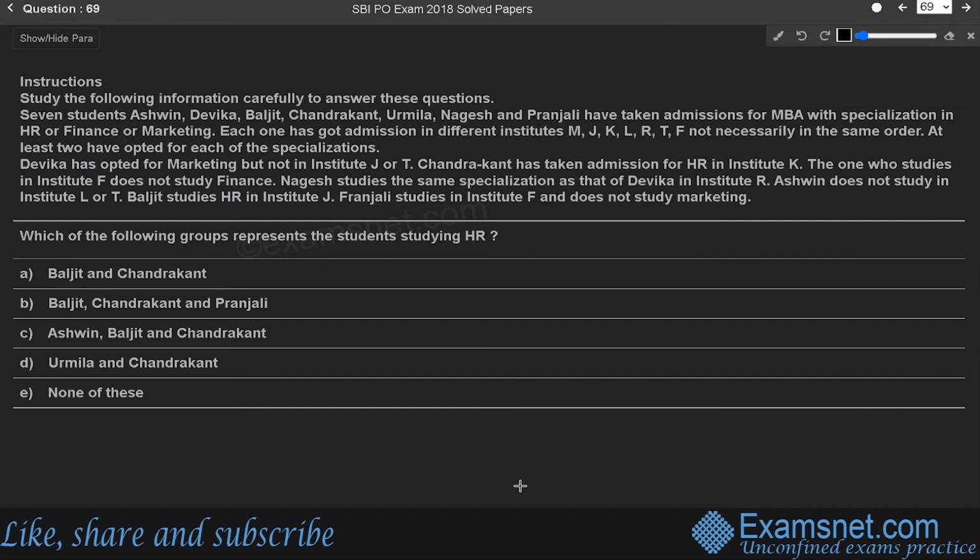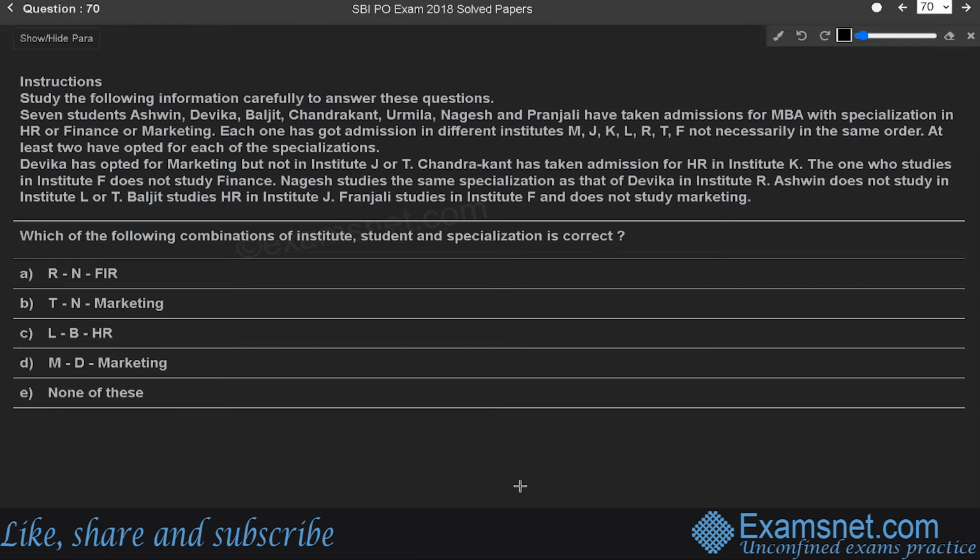Next part of the question is, which of the following groups represents the students studying HR? We know that from the table, the students who are studying HR are Baljit, Chandrakant and Pranjali. Therefore, the correct option will be option number B, which is Baljit, Chandrakant and Pranjali. You can refer to the table from the previous question. The table is the same. And from that, we can gain the information that Baljit, Chandrakant and Pranjali have specialization in HR.